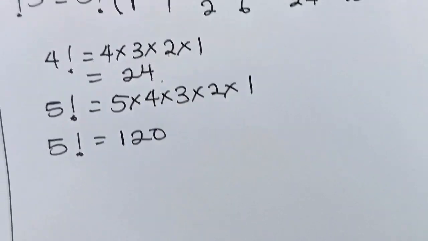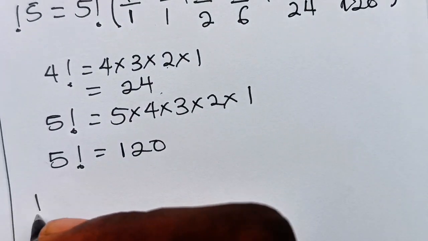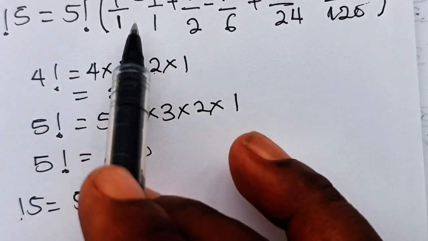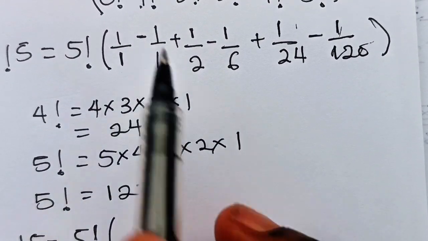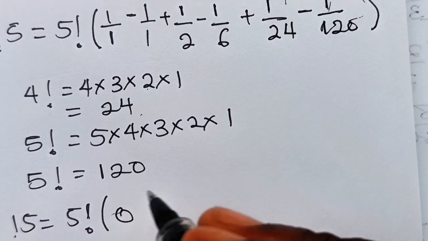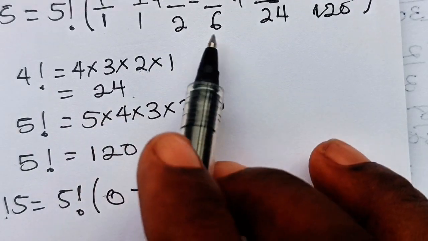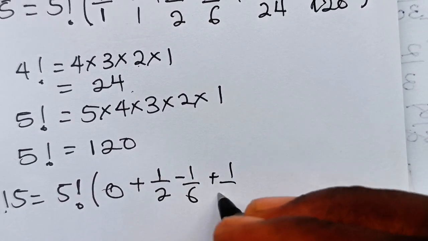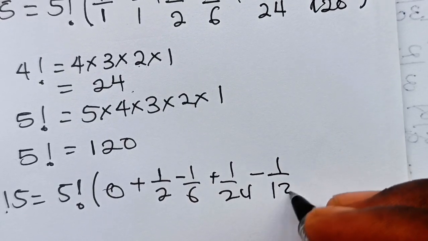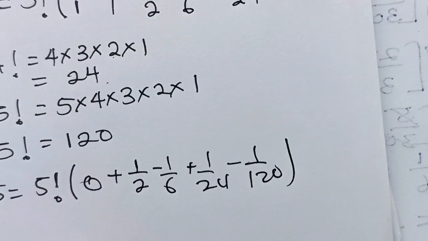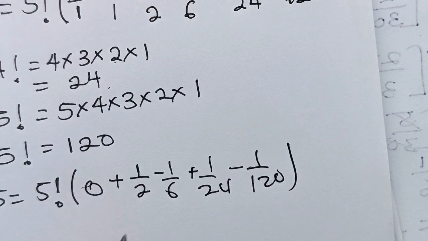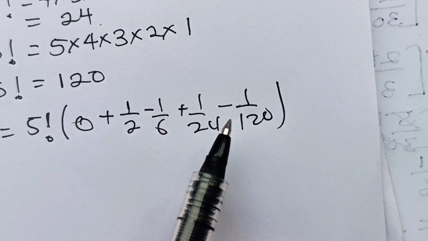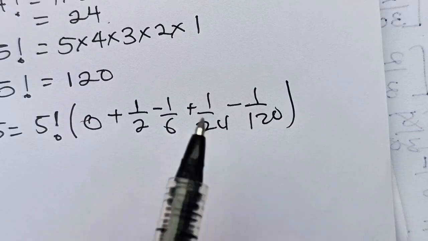Okay. All right, now let's solve. So we have 5 subfactorial is 5 factorial brackets, 1 over 1 minus 1 over 1 will give us 0. So we have 0 plus 1 over 2 minus 1 over 6 plus 1 over 24 minus 1 over 120. All right. Okay, now the LCM of 2, 6, 24 and 120 is 120. Now let's try to make all of them have the same denominator.